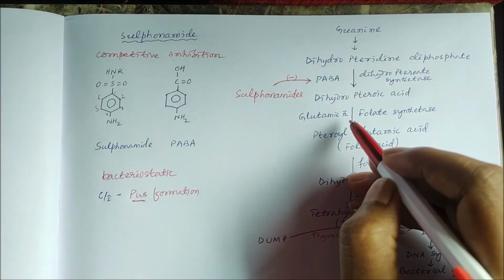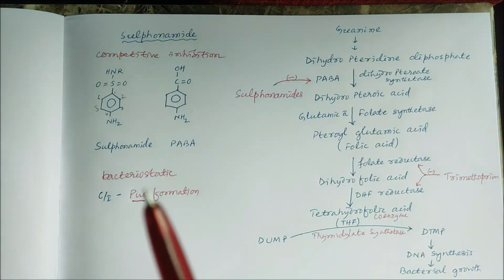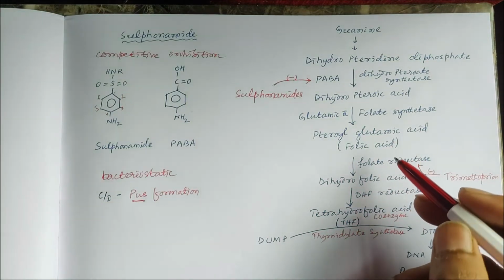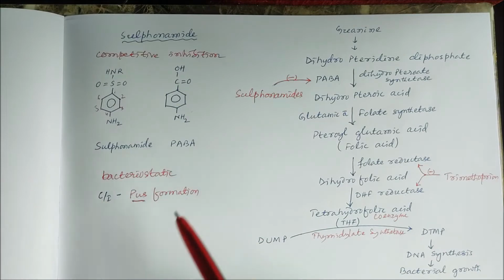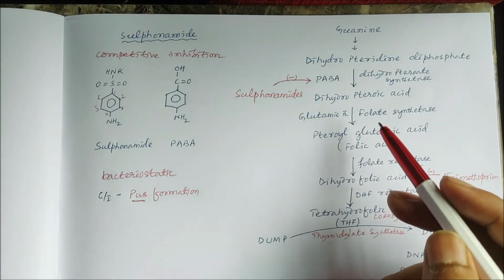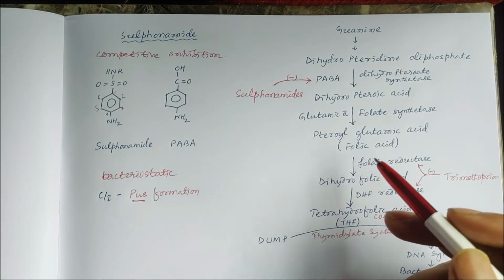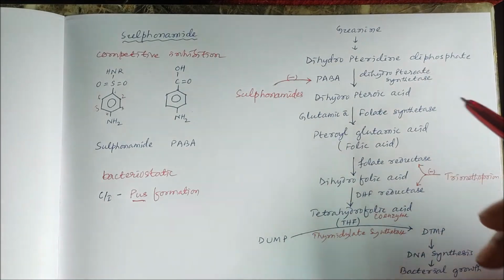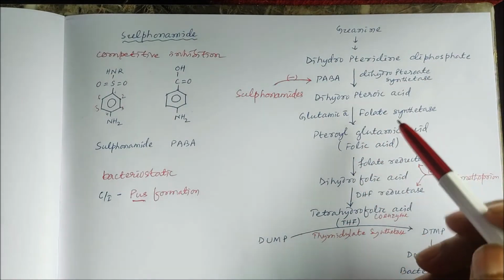This folic acid we can obtain from diet, but bacteria have to synthesize folic acid. They cannot obtain it from diet, so they have to synthesize it. So sulfonamides have selective action in bacteria and are not harmful to us. Then how does this folic acid synthesis occur?